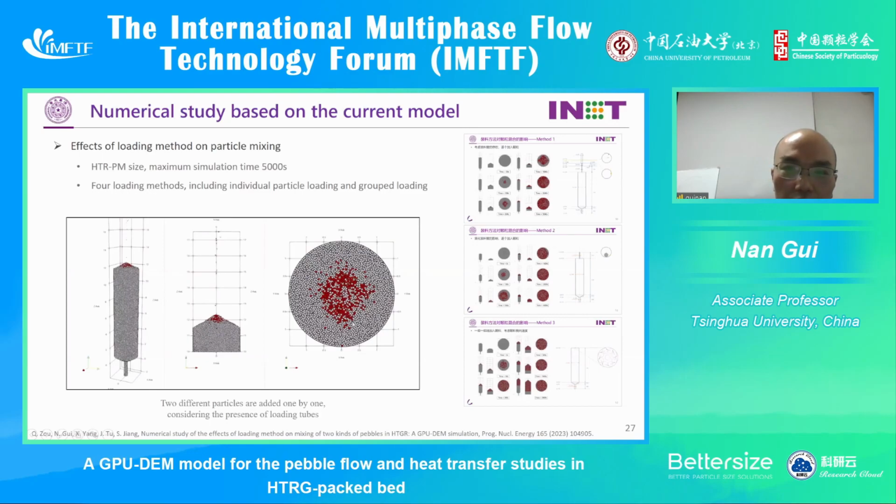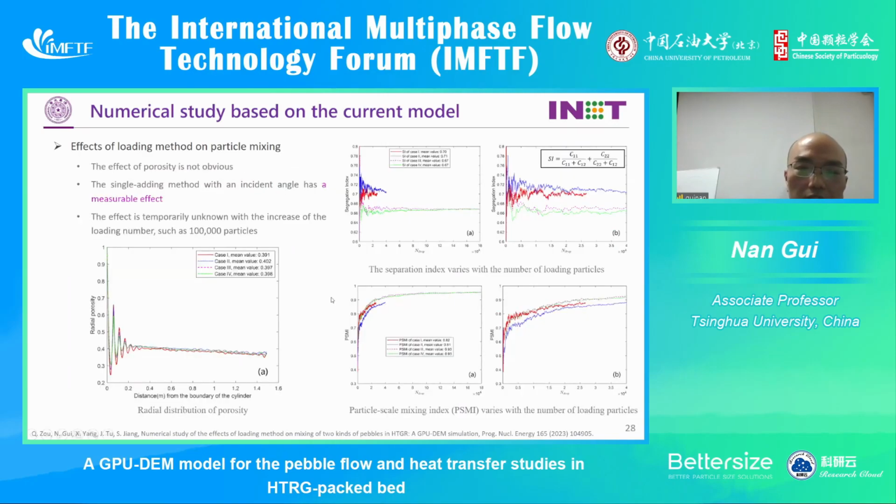And we can use different kinds of mixing index to see the level of mixing inside the bed, because the bed is composed of two kinds of pebbles. One is the pebbles with nuclear fuel, and the other is just graphite pebbles, used as a moderator. So we need to know the mixing level between the two kinds of pebbles to see if the heat generation inside the pebbles is uniform or not.